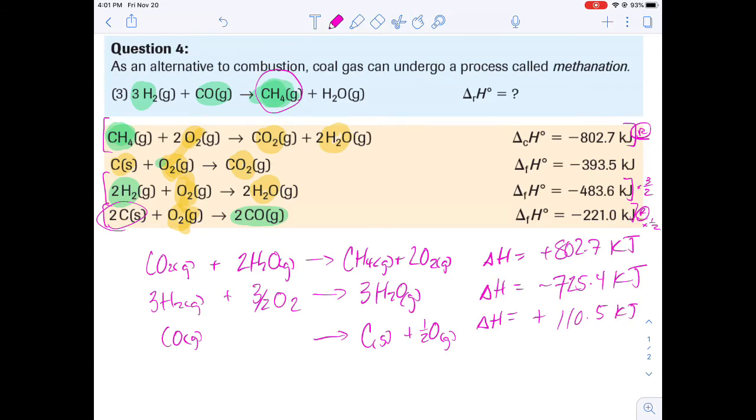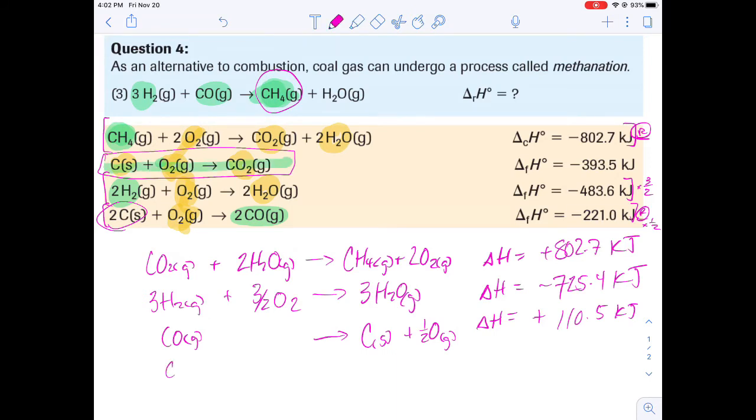At this point, the only reaction I have left is here, and I still am not sure why I need it, but I notice that in my original reaction, I didn't have any carbon, right? But now I've got carbon, right? In this initial reaction, I never had carbon, but I've got carbon here. So what I'm going to do is cancel that carbon out using this reaction.